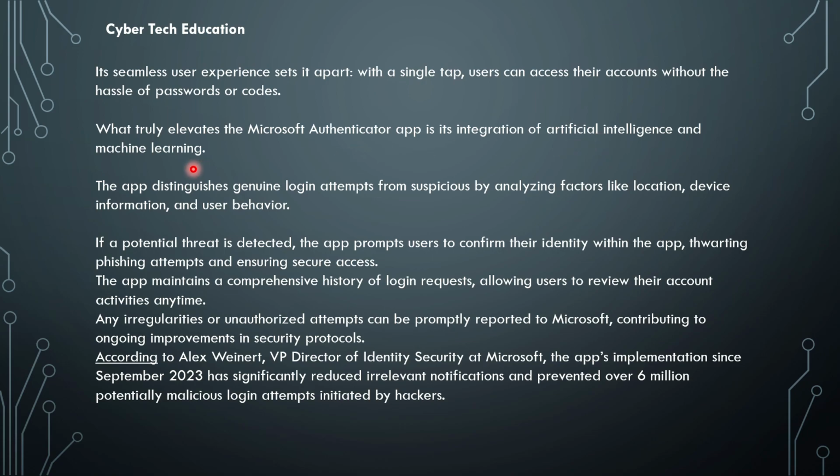What happens here is that the app integrates artificial intelligence and machine learning. The app distinguishes genuine login attempts from suspicious ones by analyzing factors like locations, device information, and user behavior. If a potential threat is detected, the app prompts the user to confirm their identity within the app, which thwarts phishing attempts and ensures the safety of access.